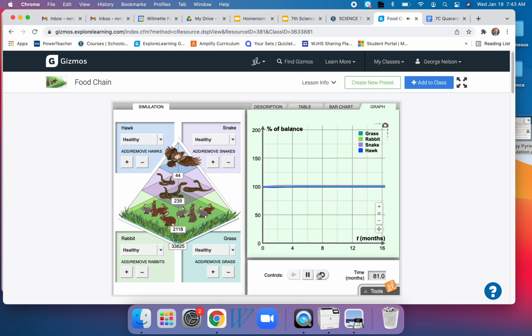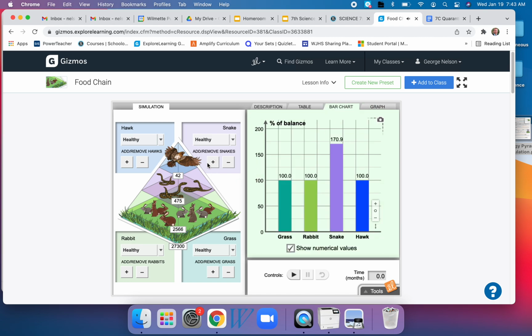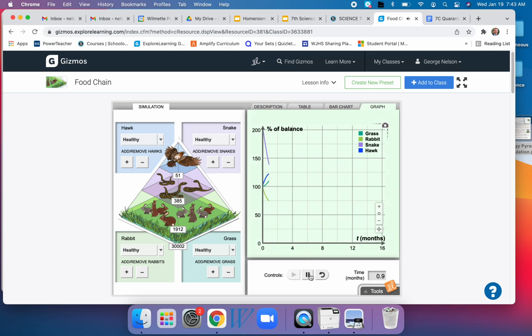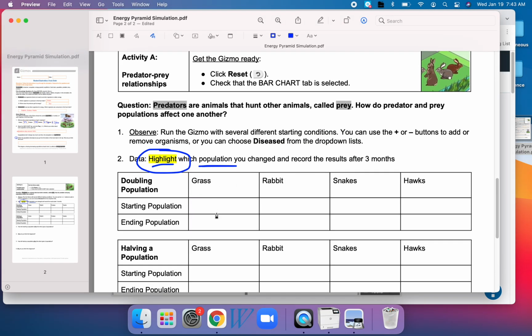And you notice you can even use a graph for this. So for this, double the population. And then you can just click play. Go for 3 months. Ooh, look at the lines. See what's going on here. Why does this happen? Why are these populations increasing? Why are the purple and the green decreasing? And then write that in the worksheet.